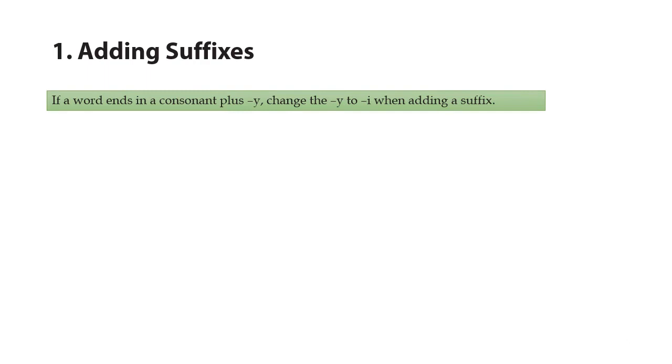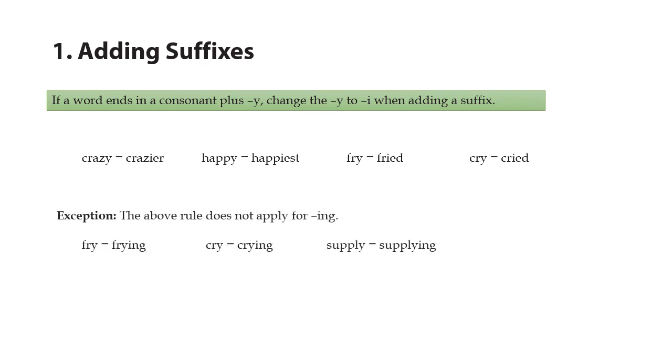Now, if a word ends in a consonant plus a Y, you change the Y to an I when adding the suffix. So for example, crazy would be crazier. Happy becomes happiest. So these words end with Y, you drop that Y and add an I. The exceptions to this rule are frying, crying, supplying. Those are a few exceptions.